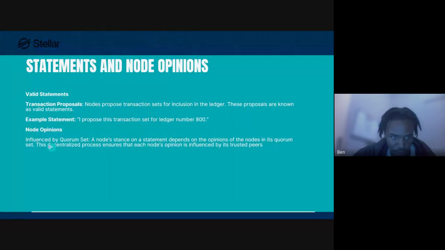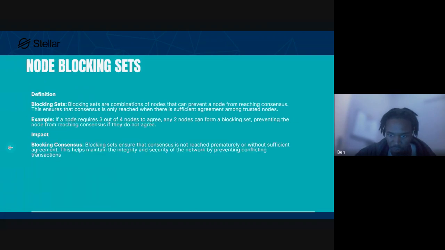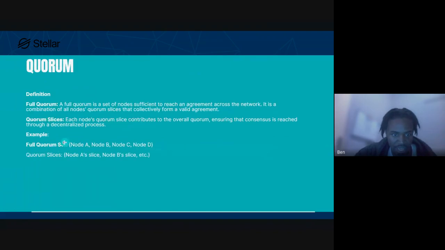And then there's node opinion. Node opinion is influenced by the quorum set. A node's stance on a statement depends on the opinion of the nodes in its quorum set. This decentralized process ensures that each node's opinion is influenced by trusted peers. So this is what we saw here. Then we're going to go back to the slide. If a node A, sorry, not here.